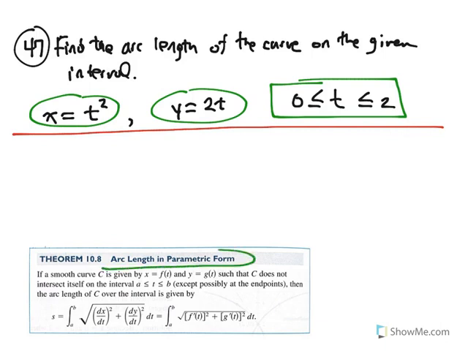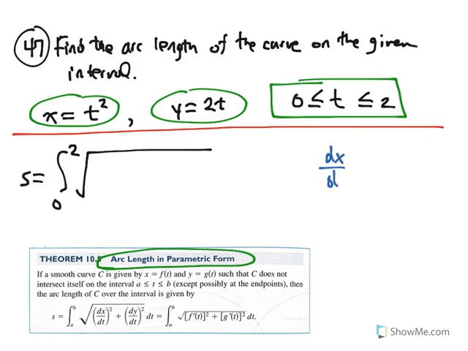So we're going to use Theorem 10.8, arc length in parametric form, and the definite integral that we need to find the arc length would be from 0 to 2, and you're going to have the square root of, you need to find dx/dt, so dx/dt would be 2t. You need to find dy/dt. dy/dt would be 2.